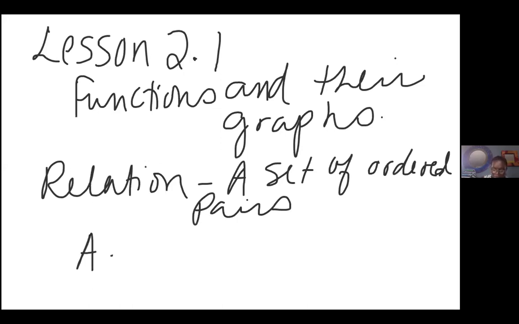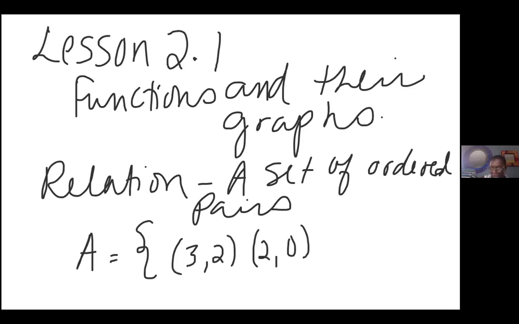Now, when we name a relation, guys, typically we use a capital letter to name it. So this relation here, I'm going to call it relation A, and it will have the following points in it: (3, 2), (2, 0), (-1, 2), and perhaps a (-2, 2). All right, I'm making this up as I go along, guys.